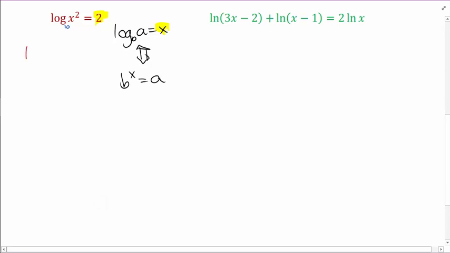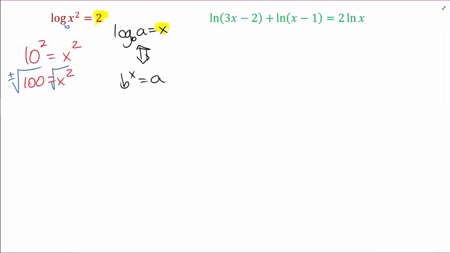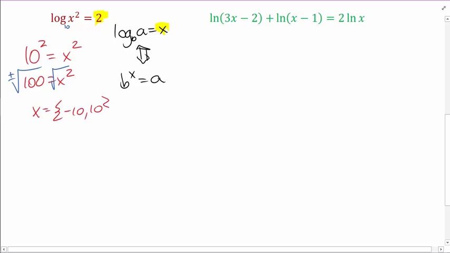So I could rewrite this problem as 10 squared equals x squared. 100 equals x squared. I could take a square root of both sides. When I take the square root, I need to remember to do plus or minus. I will get 2 solutions for x, 10 or negative 10. And if I plug those back in, both of them would give me a true statement.